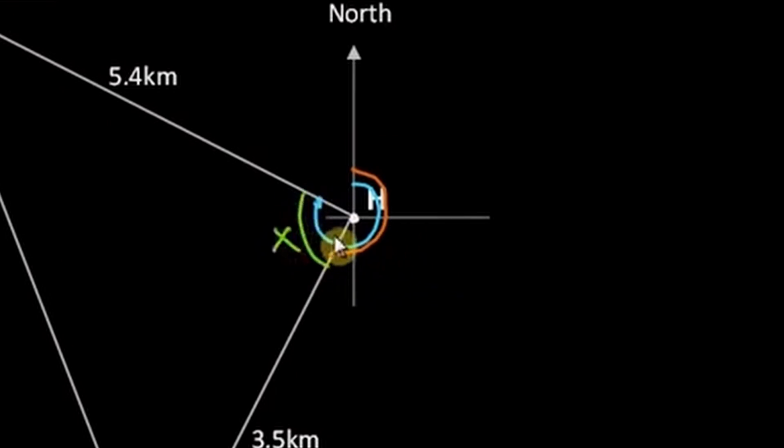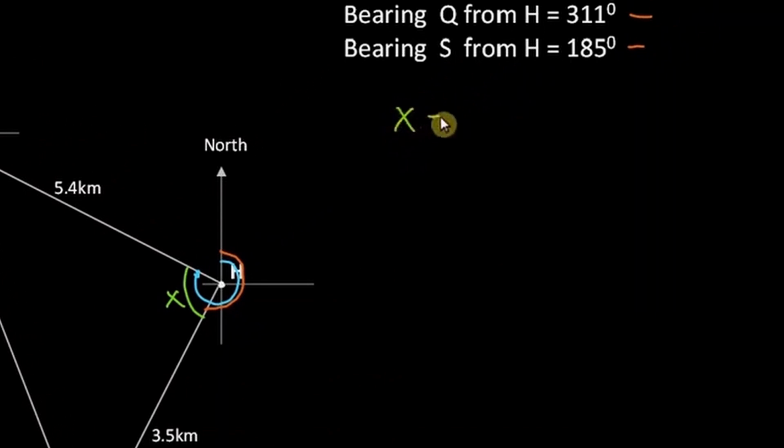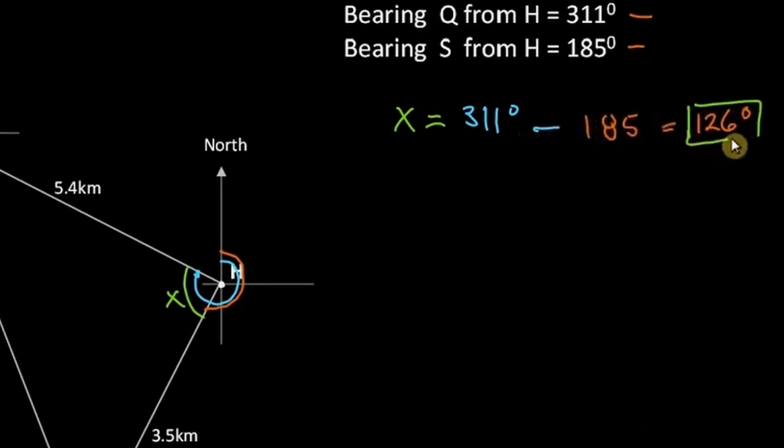Now notice that X is simply the bearing 311 minus the bearing 185. So let's just write, we have X is equal to the bearing 311 degrees minus the bearing 185 degrees, giving us 126 degrees as our angle X. So now that we have our angle X, let's just write it in. X is equal to 126 degrees.